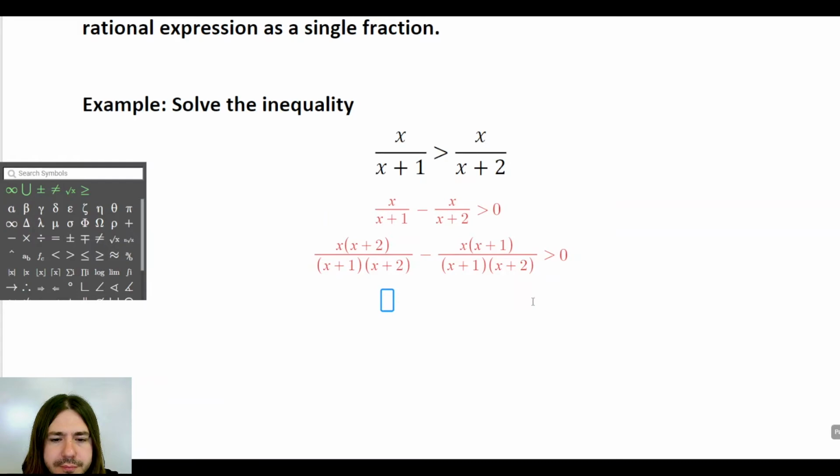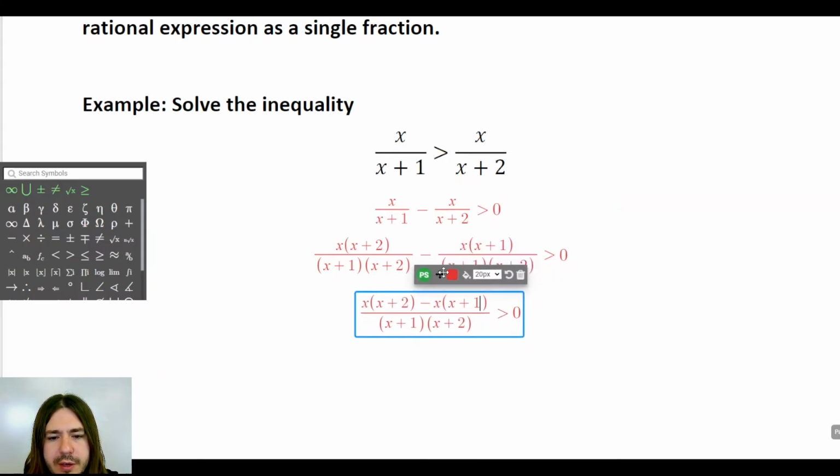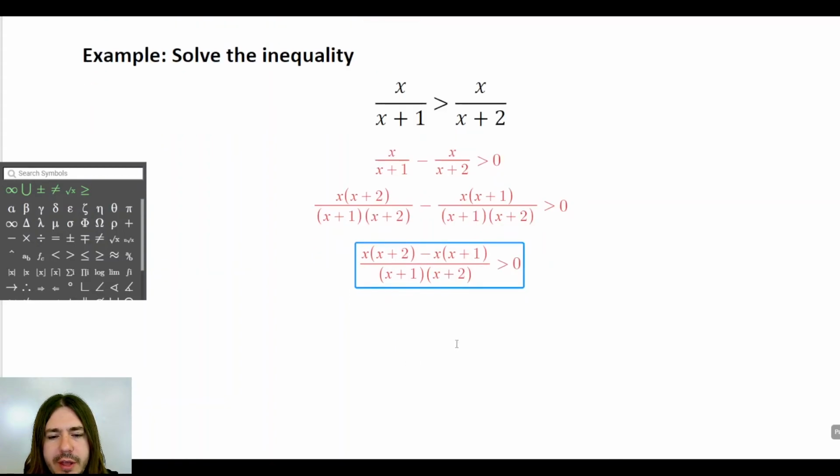form. So now I've got x times x plus 2 minus x times x plus 1 all over x plus 1 times x plus 2. Now, while we want to leave the denominator in factored form, the numerator we need to clean up a little bit because it is not in factored form anymore, okay? So we're going to distribute these, we are going to combine like terms, and then see if we can go ahead and factor it at that point.